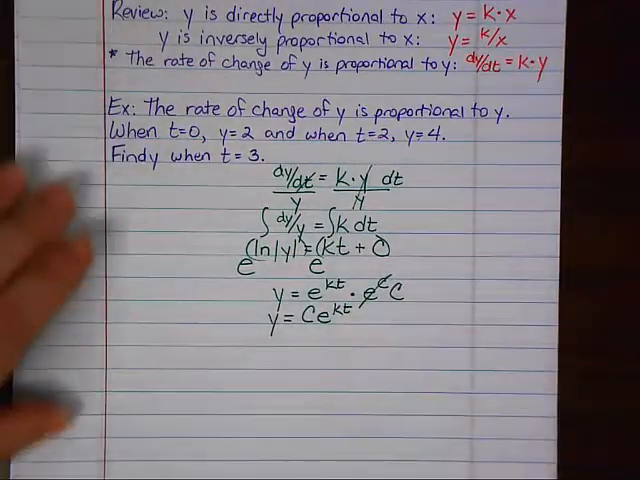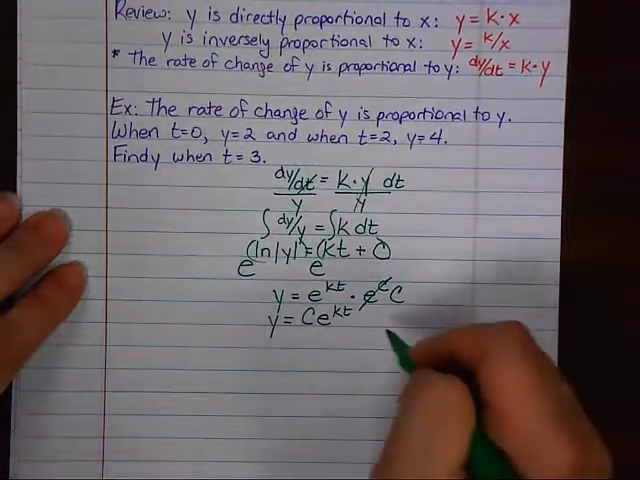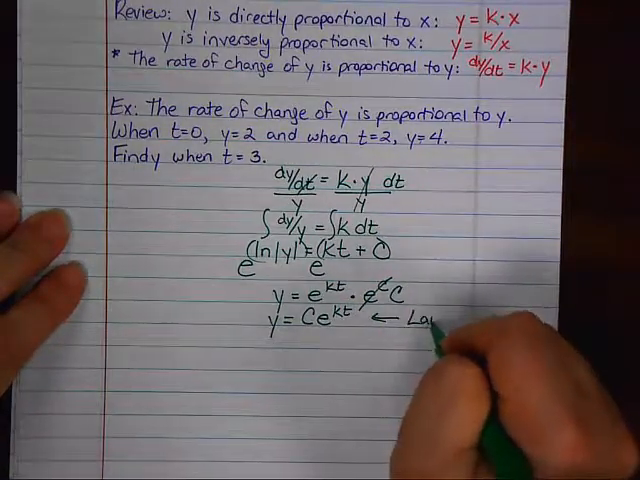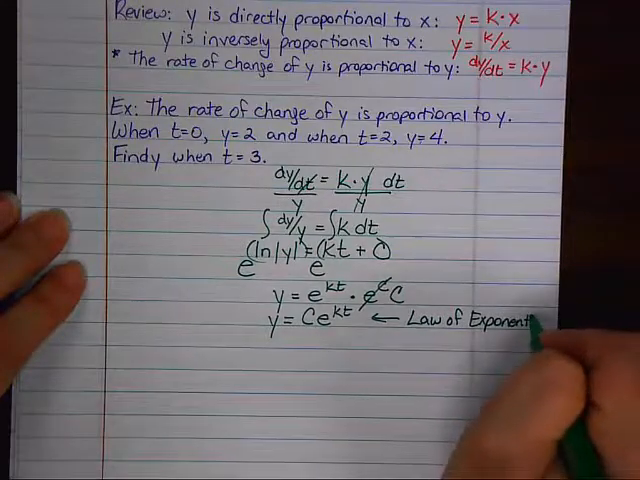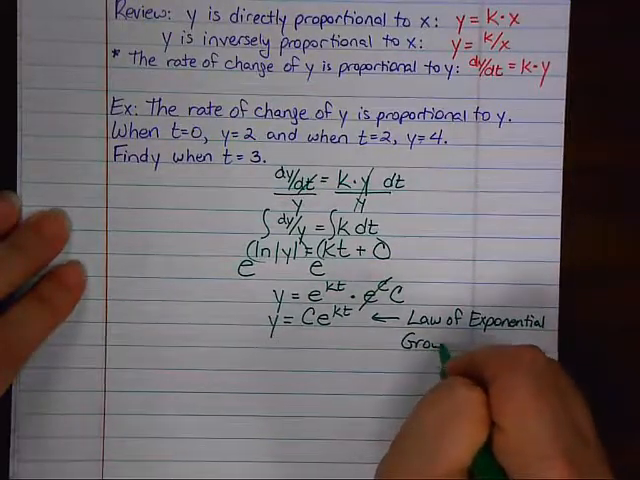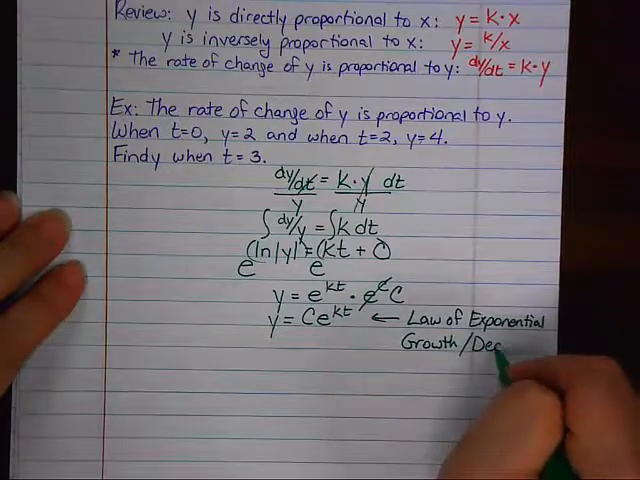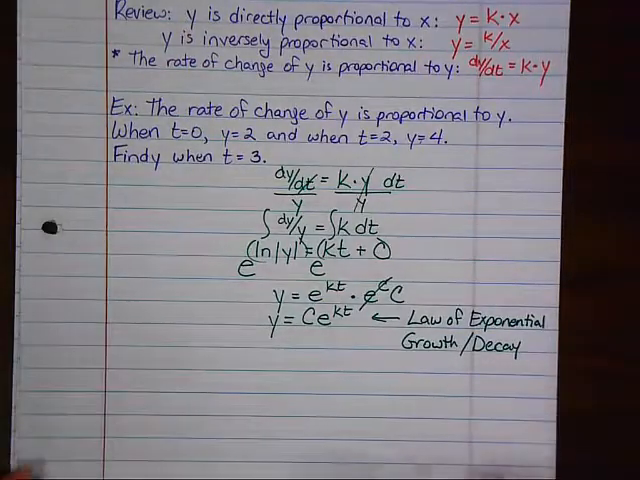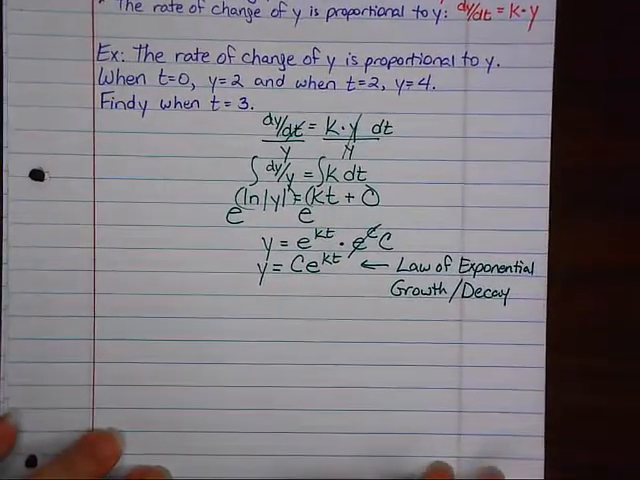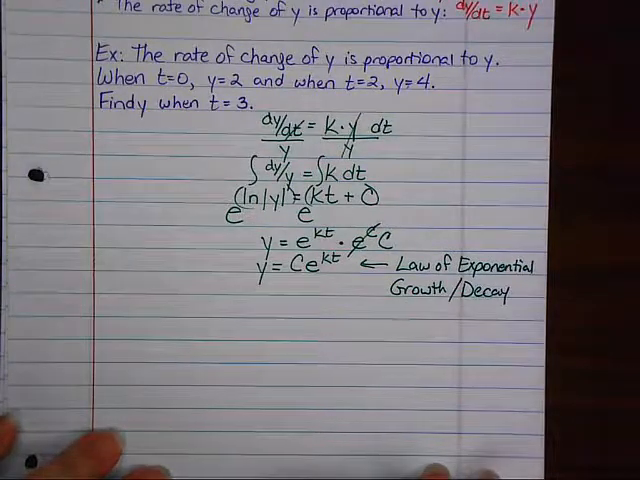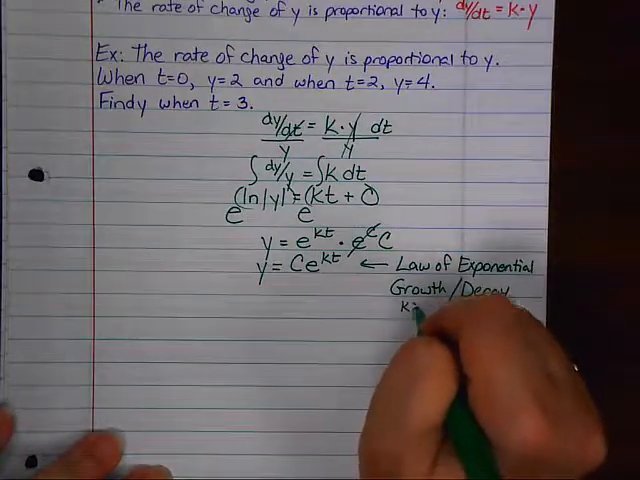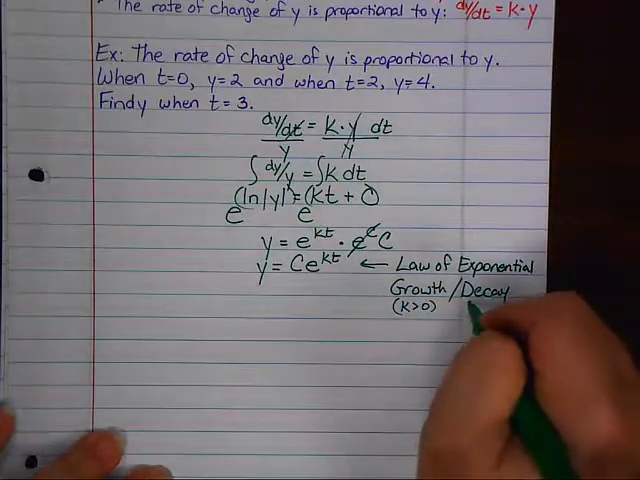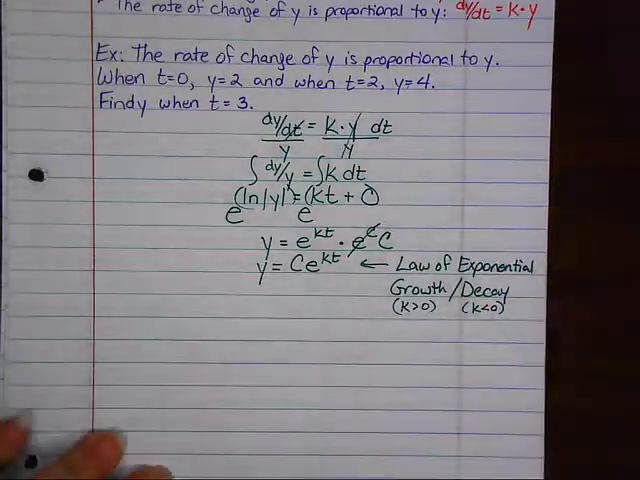Do you remember doing this question last week? Yes. Okay. This right here is the law of exponential growth and decay. Now, what determines growth or decay? The value of k does. If k is positive, it's growing. If k is negative, it's decaying.